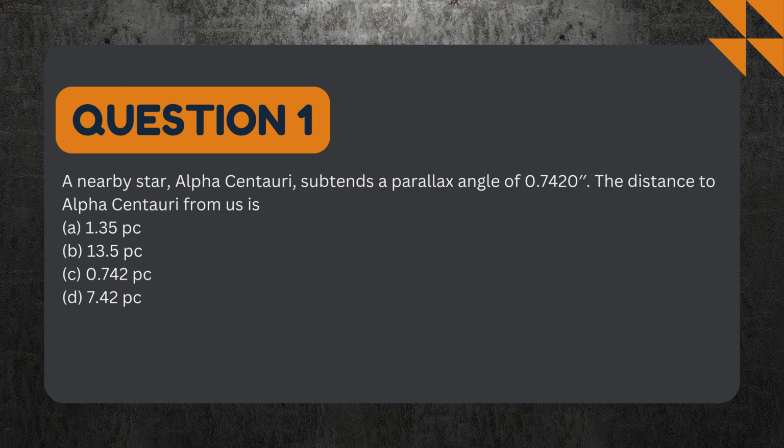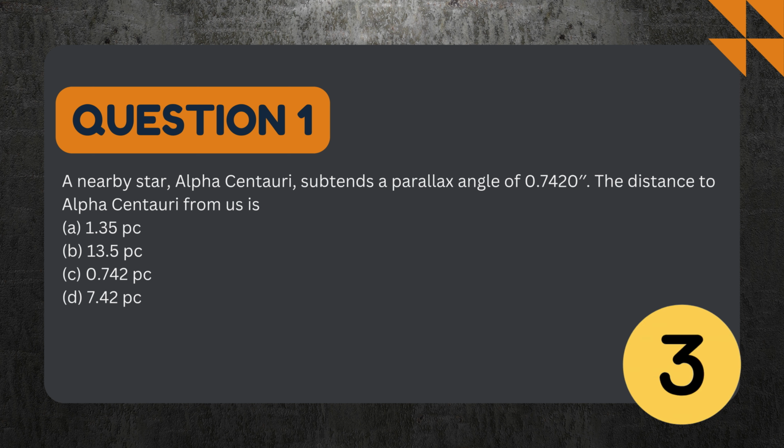Question 1. A nearby star, Alpha Centauri, subtends a parallax angle of 0.7420 arcsecond. The distance to Alpha Centauri from us is A. 1.35 parsec, B. 13.5 parsec, C. 0.742 parsec, D. 7.42 parsec. Correct answer is A. 1.35 parsec.